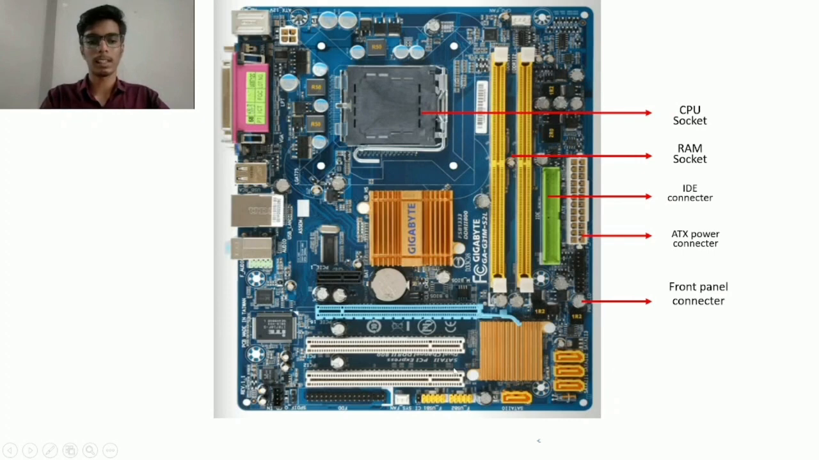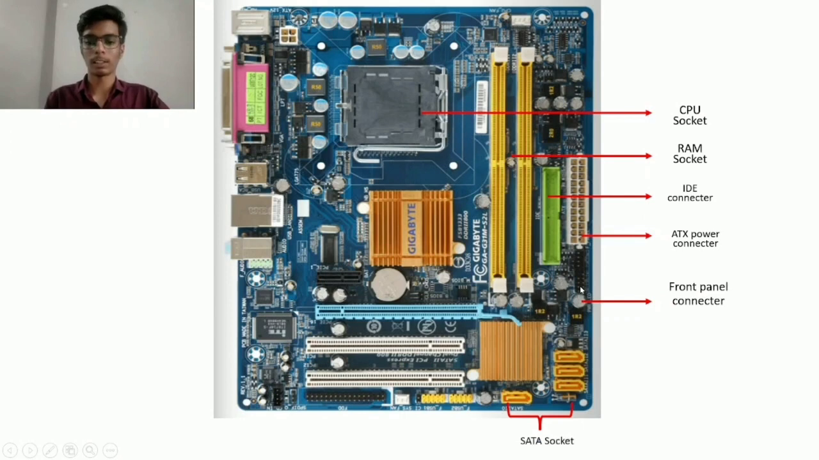The cables that connect to the motherboard come from the PC case. Front panel connectors consist of small pins that serve a specific electrical purpose for the motherboard. All buttons present in the front, like the reset button, power button, restart button, and volume buttons, are connected to the motherboard through this front panel connector, so it is important for a motherboard. You can see here the front panel connector.